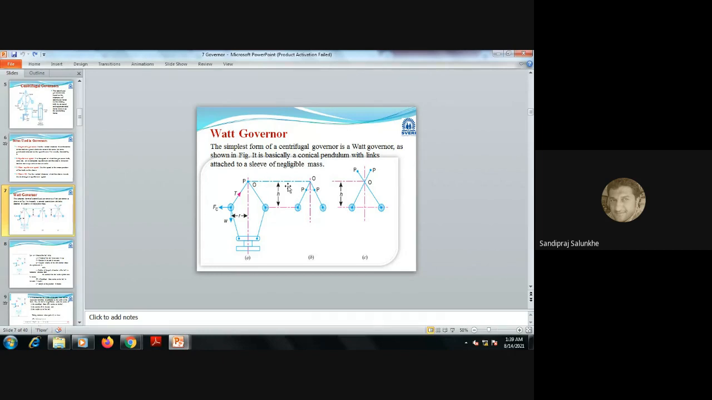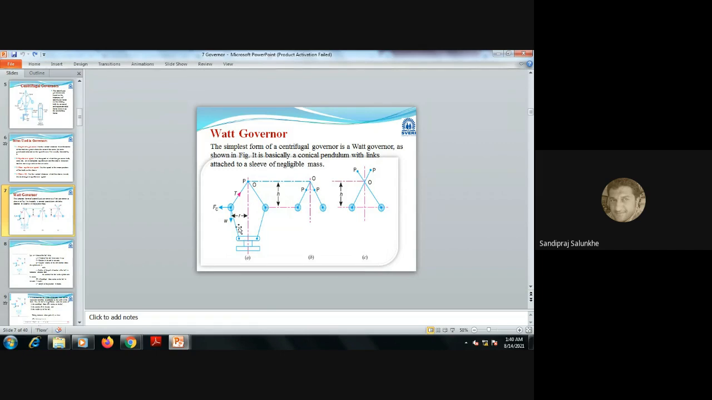Now we'll see the basic type of governor. Very basic type, that is Watt governor. Normally Watt governor, as shown in figure, is simple one connected with 1, 2 upper links, then 3, 4 lower links, and sleeve, plus these balls, two balls. Okay, this is simple construction of this Watt governor. And as centrifugal force F_C gets increased, this sleeve gets lifted.